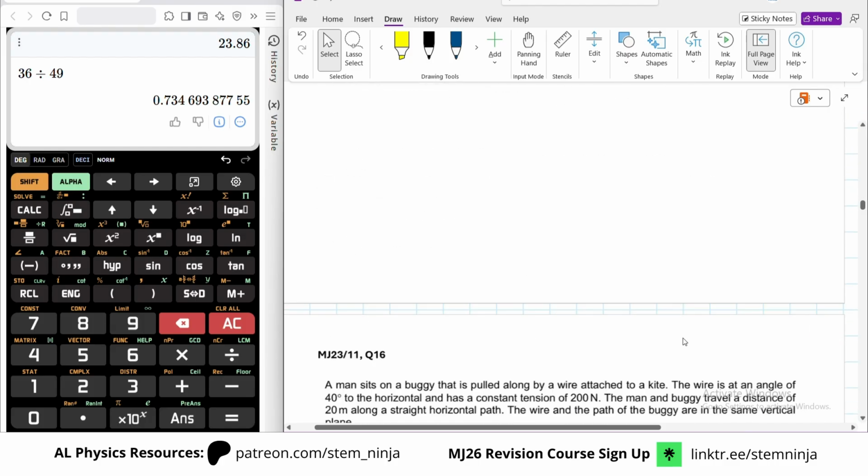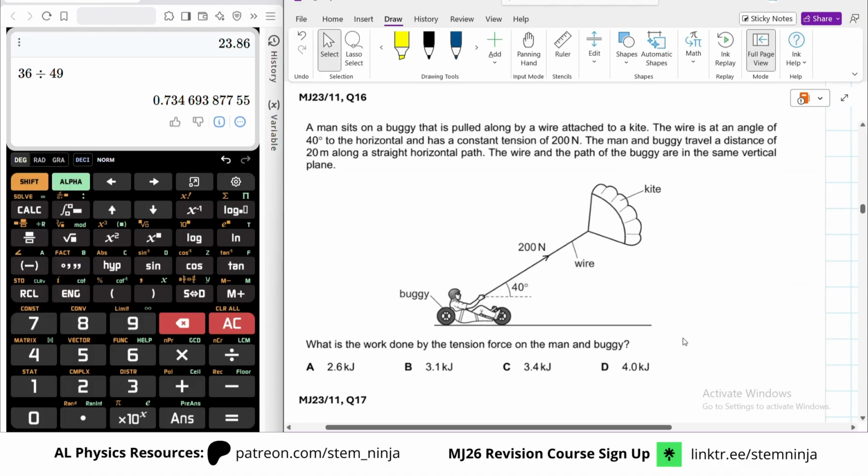Okay, let's try out some difficult questions. Okay, let's see this one. A man sits on a buggy that is pulled along by a wire attached to a kite. The wire is at an angle of 40 degrees to the horizontal and has a constant tension of 200 newtons. The man and the buggy travel a distance of 20 meters along a straight horizontal path. The wire and the path of the buggy are in the same vertical plane. What is the work done by the tension force on the man and the buggy?